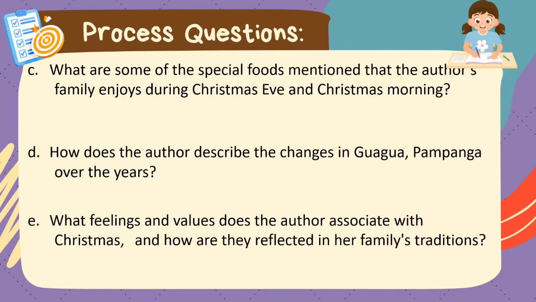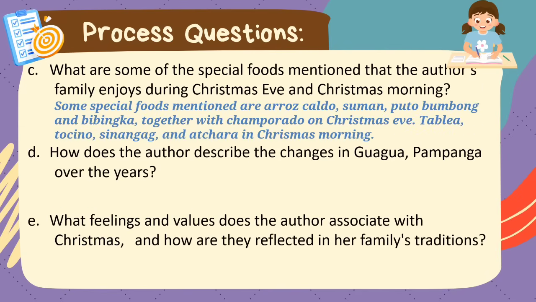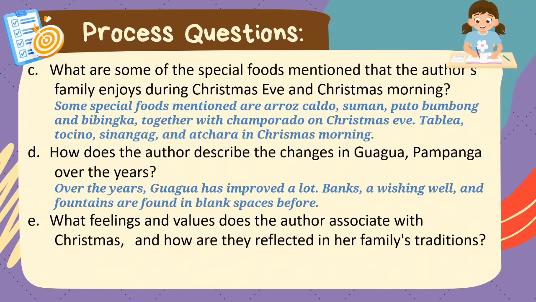Question letter C. The answer could be: some special foods mentioned are arroz caldo, suman, puto bumbong, and bibingka together with champurrado on Christmas Eve, and tablea, tocino, sinangag, and achara on Christmas morning. Question letter D. The answer could be: over the years, Guagua has improved a lot. Banks, wishing wells, and fountains are found in what were blank spaces before.